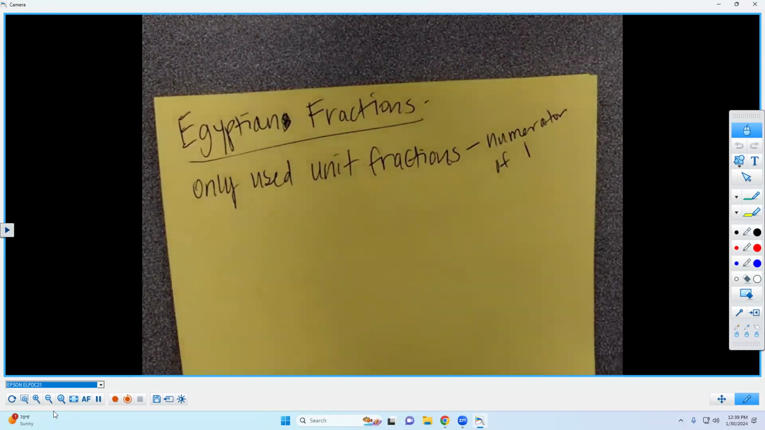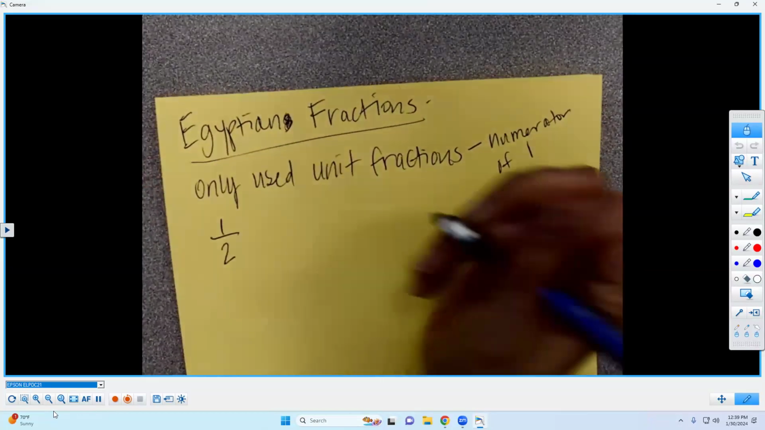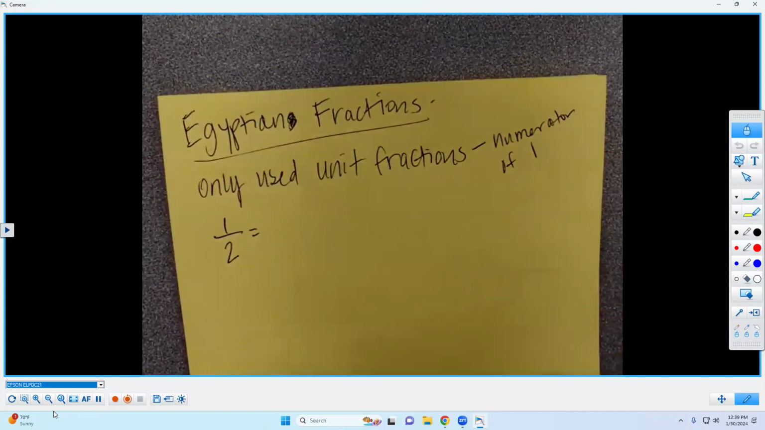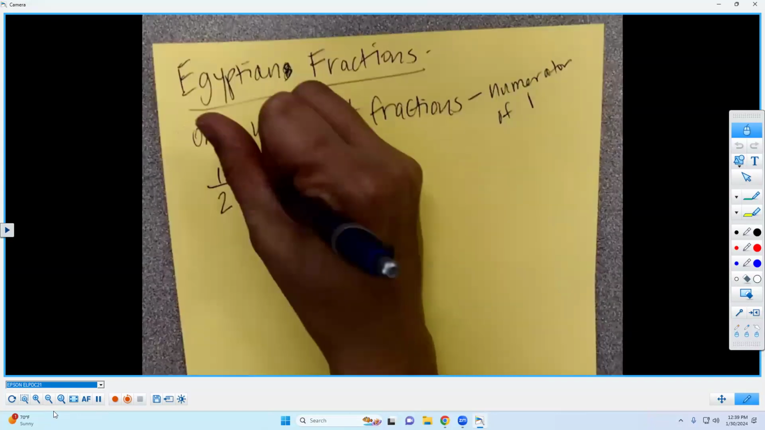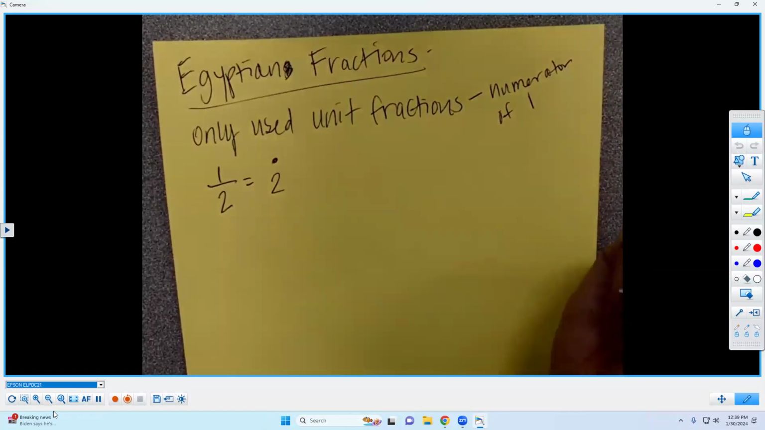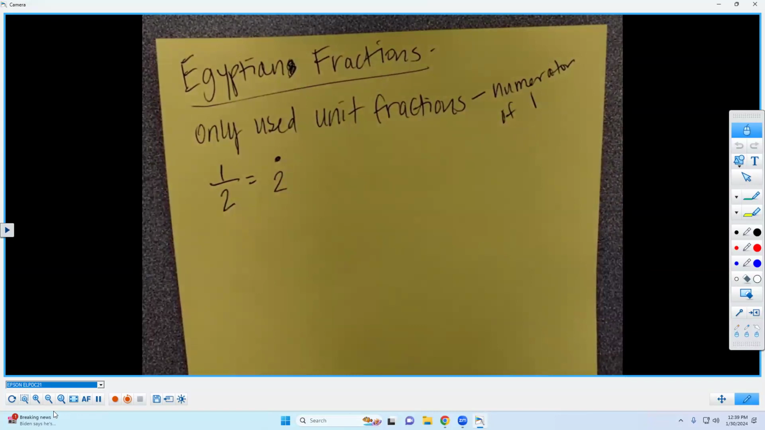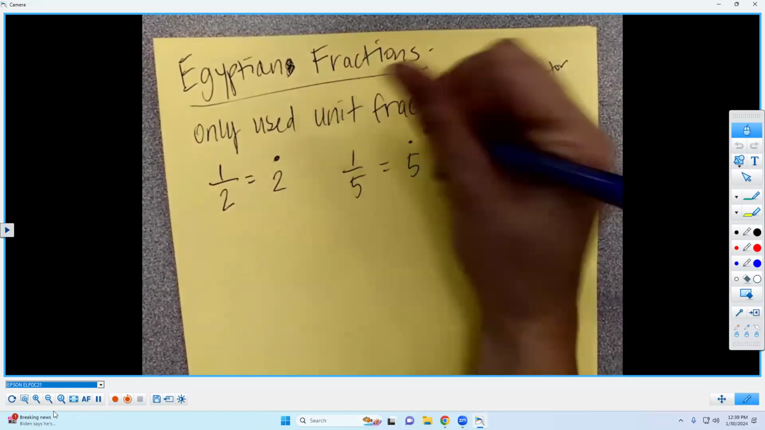And the reason why they did this is because of their notation. So if they wanted to show 1/2, they would represent their number 2, which would be 2 sticks or whatever version they were using at the time, and they would put a dot on top. It shows a fraction. So that's why it had to be a 1 on top. It's because there wasn't really a way to show a 2 on top or a 5 on top or whatever. So 1/5 would be a 5 with a dot, and so on and so forth.